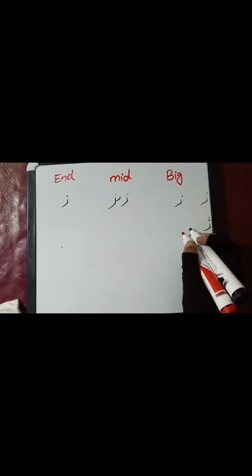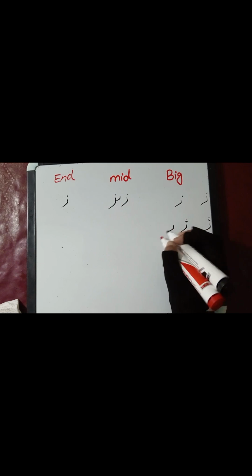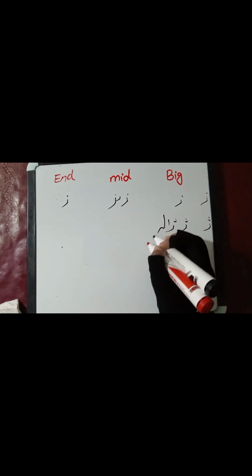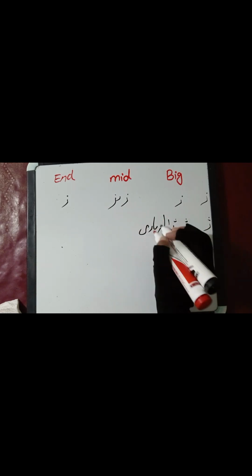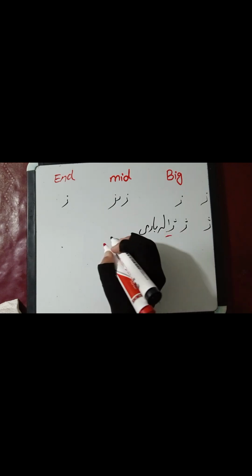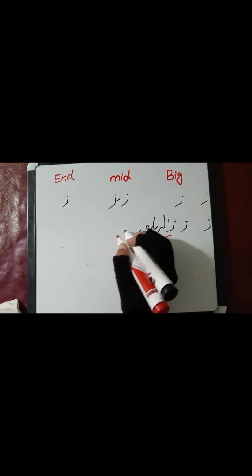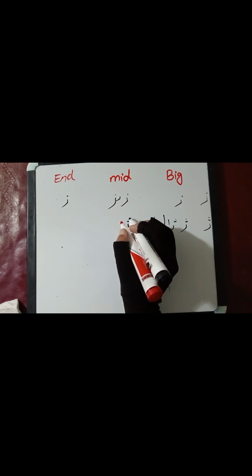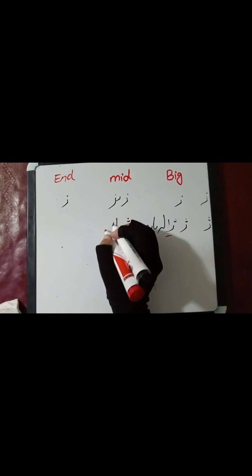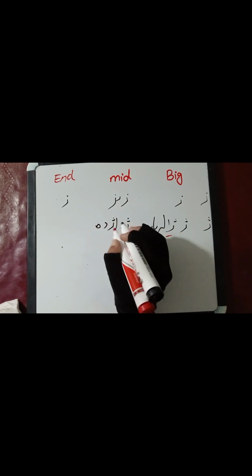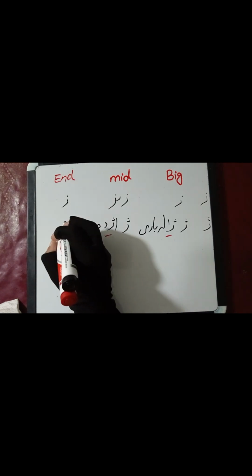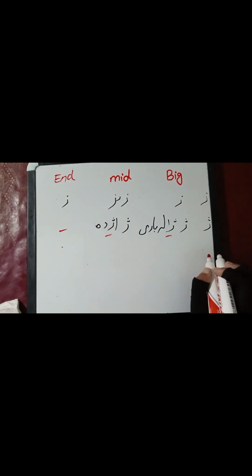Say, same shape like Salabari, like this, and in the middle it also remains the same like Asda, this one, and it has no ending shape.